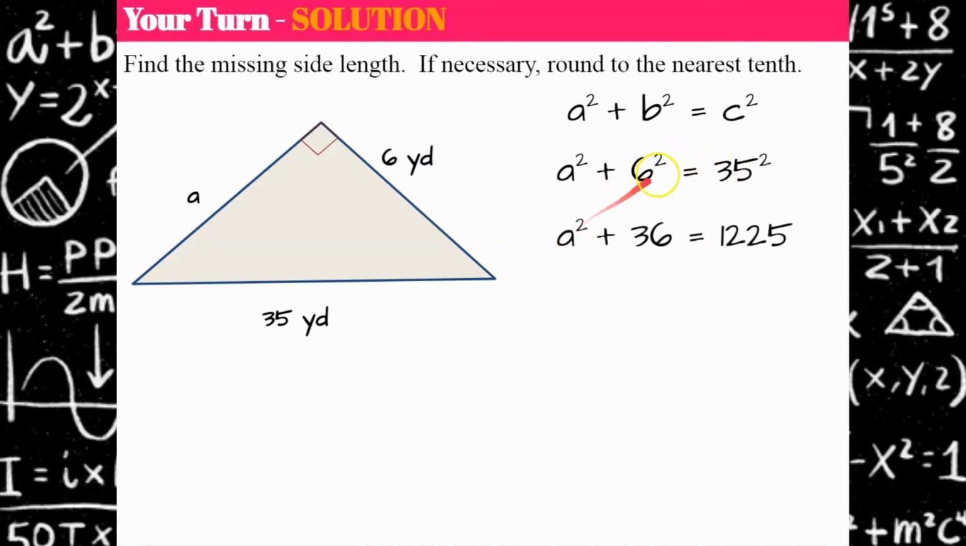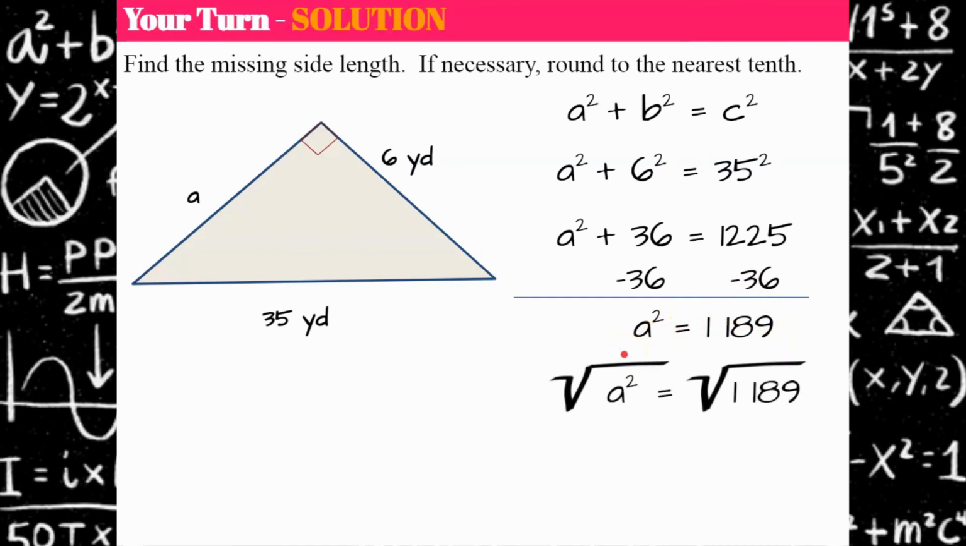I square my numbers. 6 squared is 36. 35 squared is 1,225. I want to solve for A, so I need to isolate this on the left. So the inverse of adding 36 is to subtract 36 from both sides. This makes my zero pair, leaving me A squared equals 1,189. When you subtract 36 from 1,225, you will get 1,189. Final step, find the square root of both sides, giving me that A is 34.5.